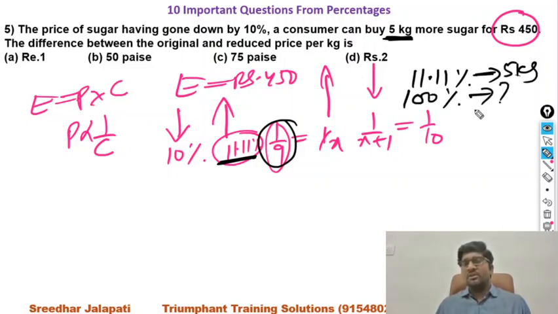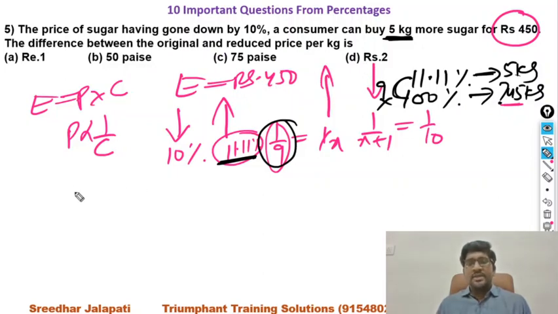Then 100% equal to how much? 11.11 and 100 is related as 9 times, so this becomes 9 into 5, 45 kg. That means initially you bought 45 kg. Now you got 5 kg extra, right? Now you are asked to find what is the difference between original price and reduced price.